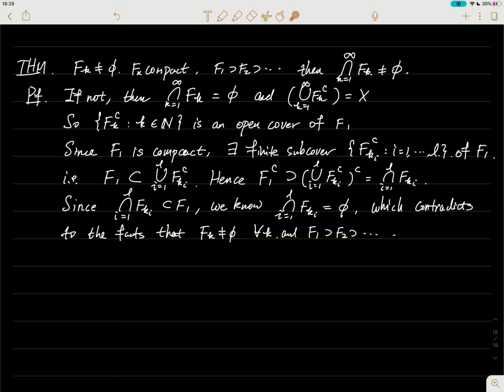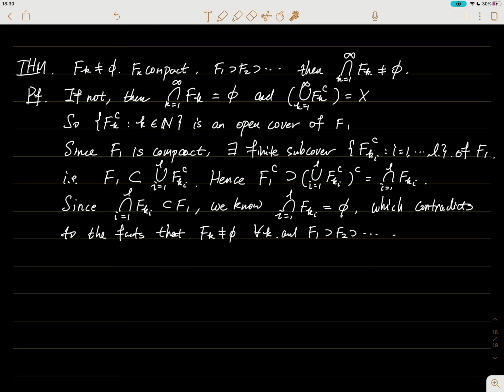So what this says is, if you have F1, it is compact, and you have F2 also compact, F3 also compact. You have a sequence of these, and the intersection of them will still be non-empty. You must still have some point in the intersection of these. So that's the theorem.